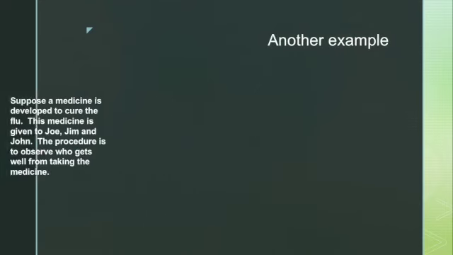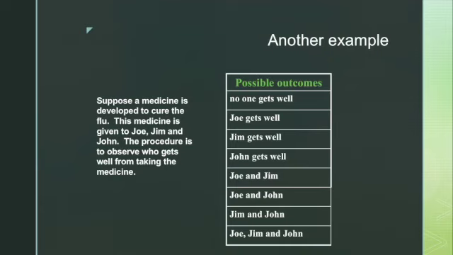Let's look at another example. Suppose a medicine is developed to cure the flu, and this medicine is given to Joe, Jim, and John. Okay, I'm not very creative with picking out names, sorry. The procedure is observed from who gets well from taking the medicine. So we could have no one get well, just Joe, just John, just Jim, Joe and Jim, Joe and John, Jim and John, and Joe, Jim, and John. If you have any questions as to how I got these possible outcomes, try and think back to when we talked about all possible outcomes. Maybe you might have talked about some set theory before. So these are all the possible outcomes that we could have.